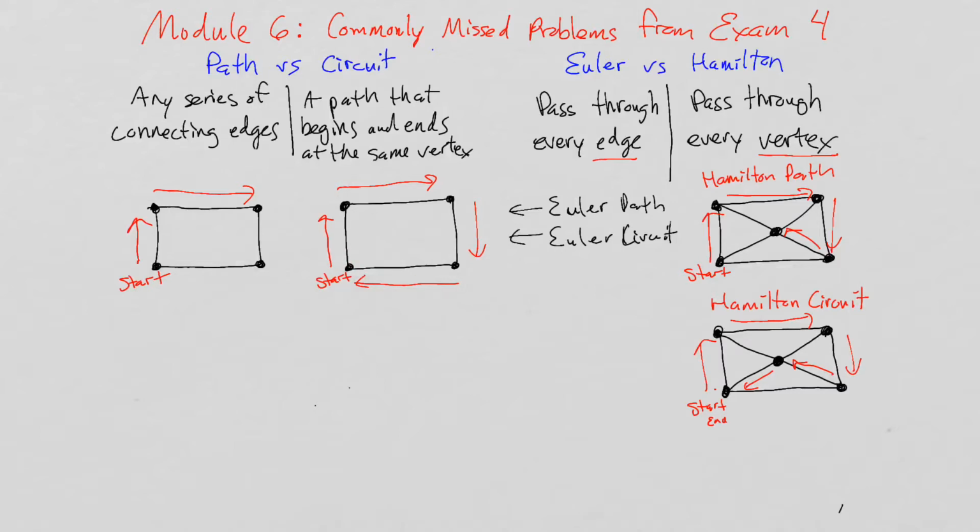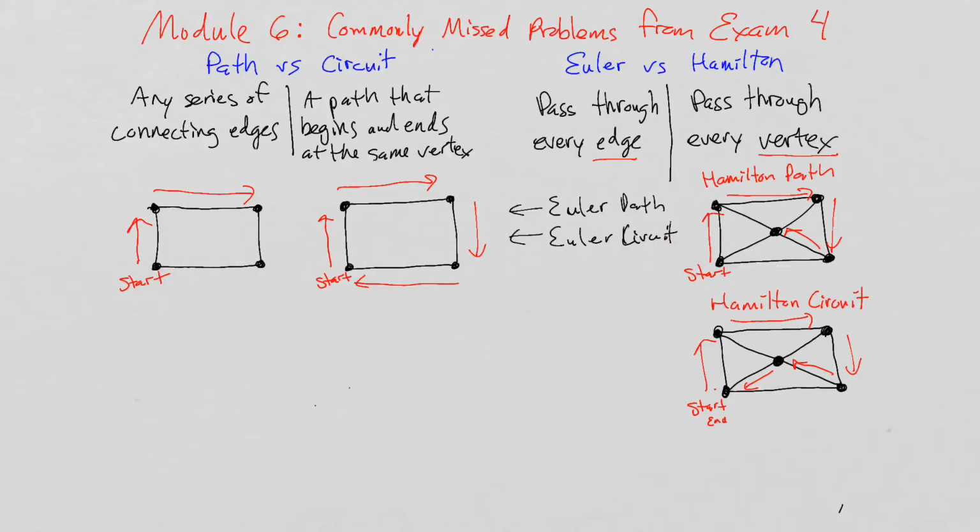Now, in Euler versus Hamilton, Euler is concerned about passing through every edge, and Hamilton's concerned about passing through every vertex. And so, an example of an Euler path and an Euler circuit, well, we just saw this one here. We went through every edge, and that's an Euler path. And of course, since we ended where we started, that's also a circuit. So this one here is actually a path and a circuit. Okay? A circuit is just a specific type of path.